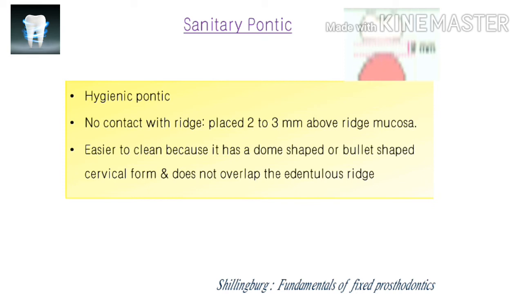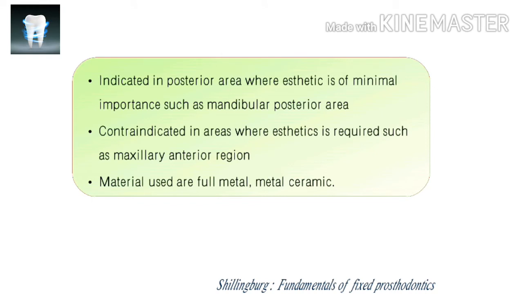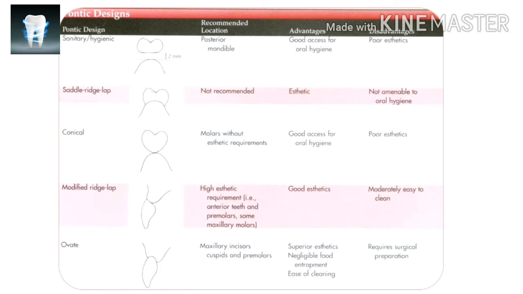Sanitary pontic, it's also called hygienic pontic. In this type of pontic, there is no contact with the ridge and it is placed about 2 to 3 mm above the ridge mucosa. It's easier to clean. There are mainly two types of hygienic pontic: fish belly and perle pontic or arc fix pontic. It's usually indicated in posterior area where aesthetic is of minimal importance, such as mandibular posterior area. Contraindicated in areas where aesthetics is required, such as maxillary anterior region.